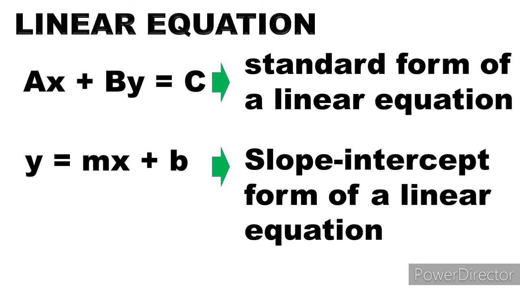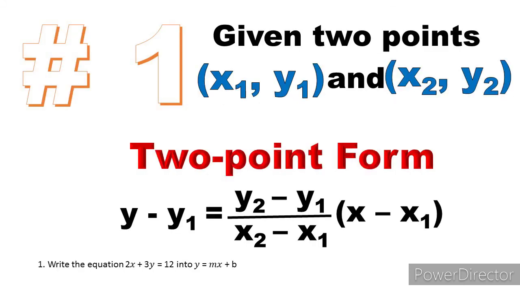Okay, before we proceed, let's recall that the linear equation can be written in two forms, okay? So, the first one is what we call the standard form. The standard form of a linear equation, and that is ax plus by equals c. And the second one is what we call the slope-intercept form of a linear equation, and that is y equals mx plus b.